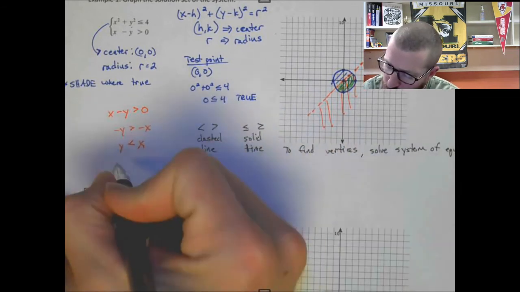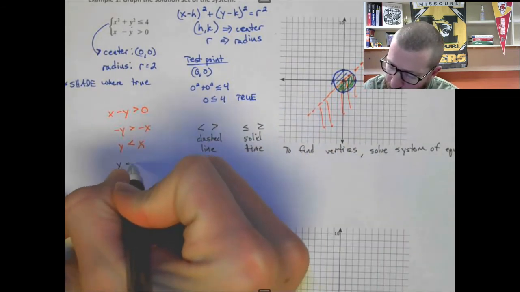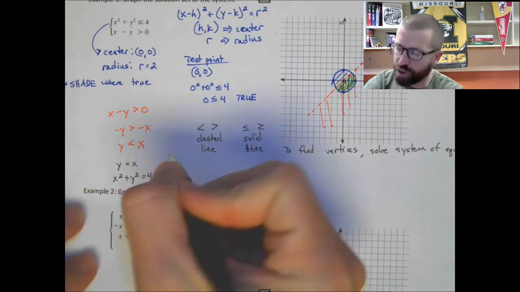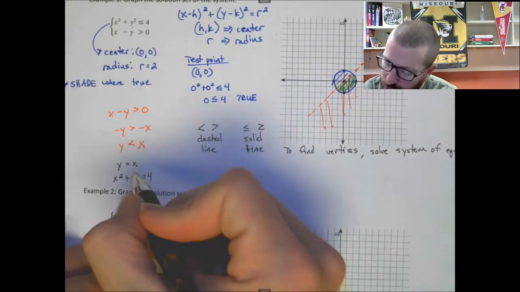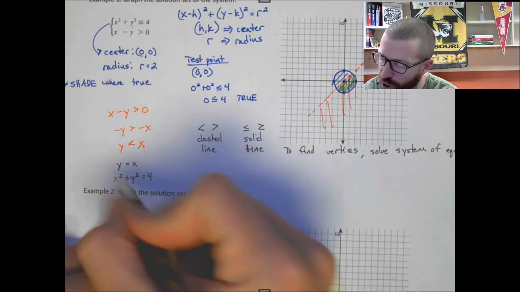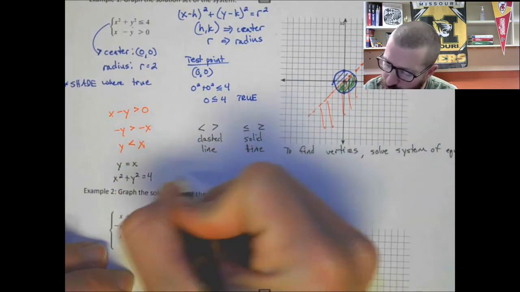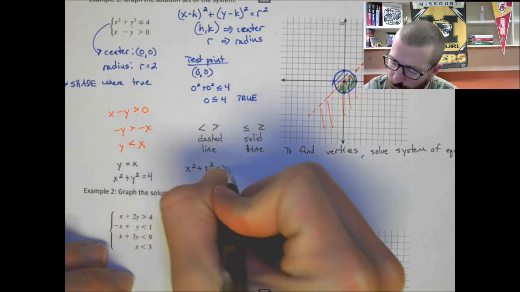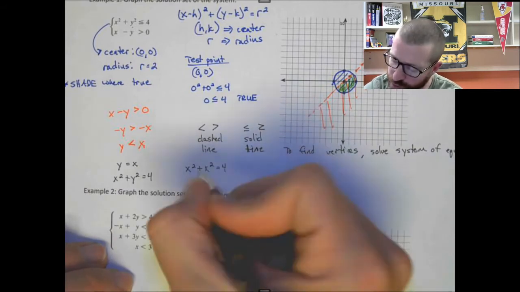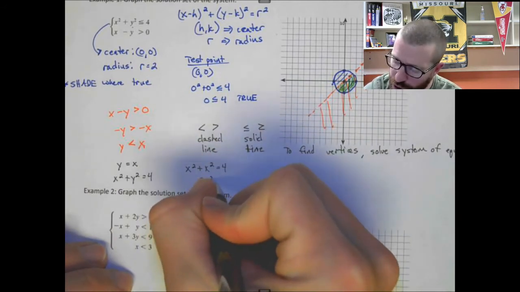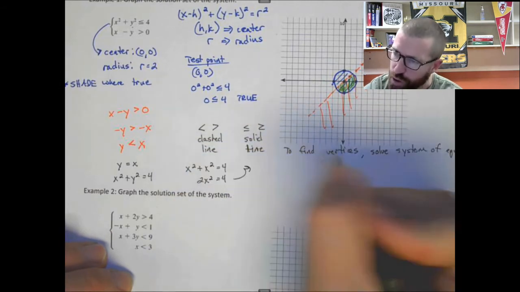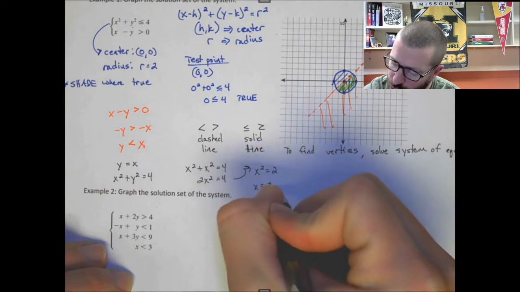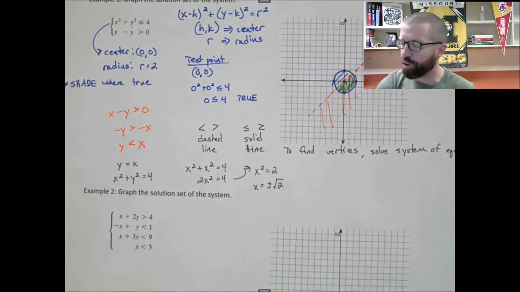So I can write this as y is equal to x, and then I have my x squared plus y squared is equal to 4. If I treat it as an equation, then we can substitute either one, x for y. I'm going to say x squared plus x squared is equal to 4. So substitute x in for y. And that becomes 2x squared is equal to 4, or x squared is equal to 2. And so x is equal to plus or minus the square root of 2 to get x by itself.